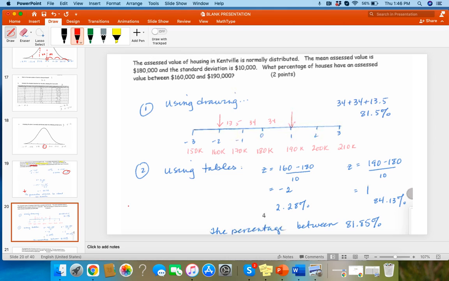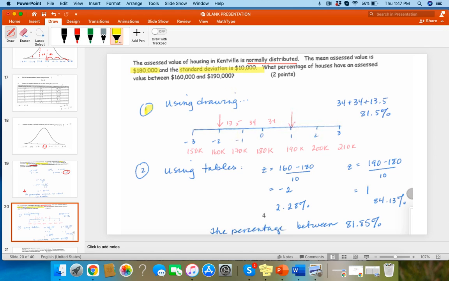The next one was, there were actually 2 ways you could have found it, and I gave you credit for both. You didn't have to do both, but just if you did it one way or the other. The assessed value of housing in Kentville is normally distributed. Very important thing for us to realize they're telling us. And then it says the mean is 180,000 and the standard deviation is 10,000. And then we're supposed to find what percentage of houses have assessed value between 160 and 190.